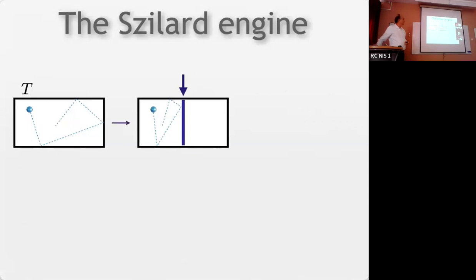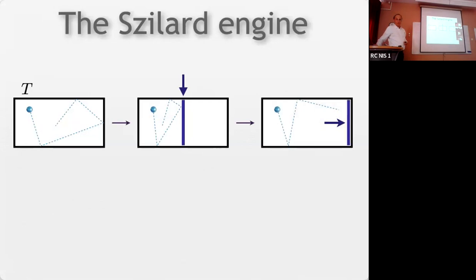Then the demon measures where the particle is. A binary measurement, so it's left or right. And if it is on the left, as here, he performs an adiabatic expansion, a reversible expansion of the gas.